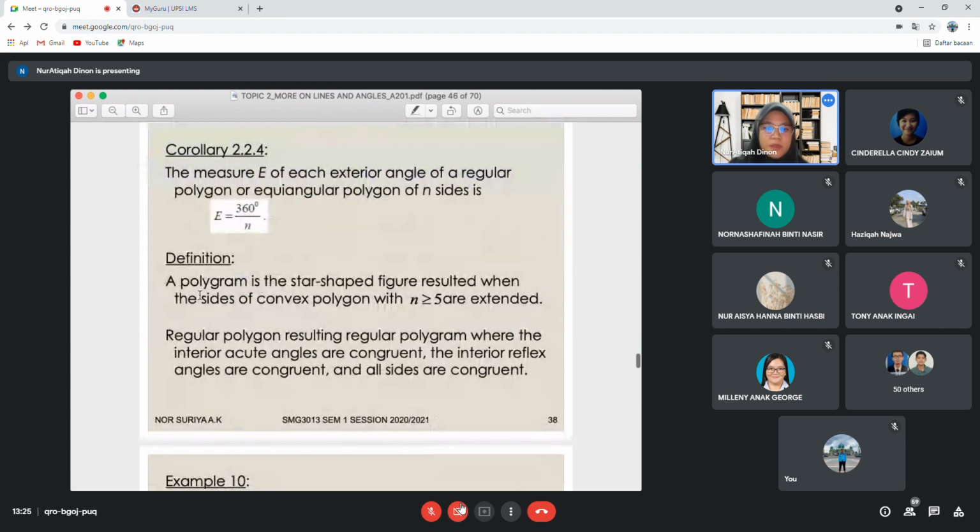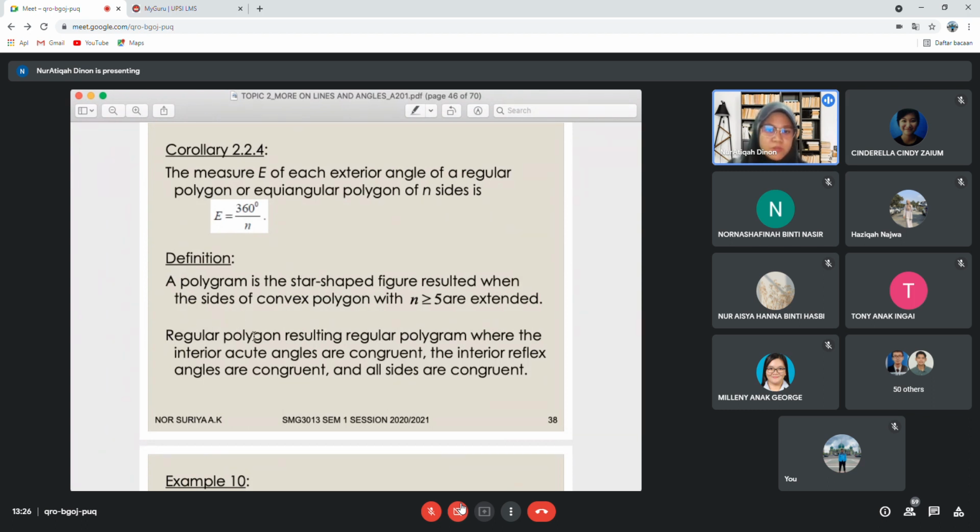Okay. So next we're going to look at a polygram. A polygram is the star-shaped figure resulting when the sides of a convex polygon with n more than 5 are extended. So remember we have concave and convex. Convex is just a regular polygon without angles of more than 180 degrees. So you imagine that you have a star shape and then we extend a little bit more. Don't worry, we're going to look at the shape after this.